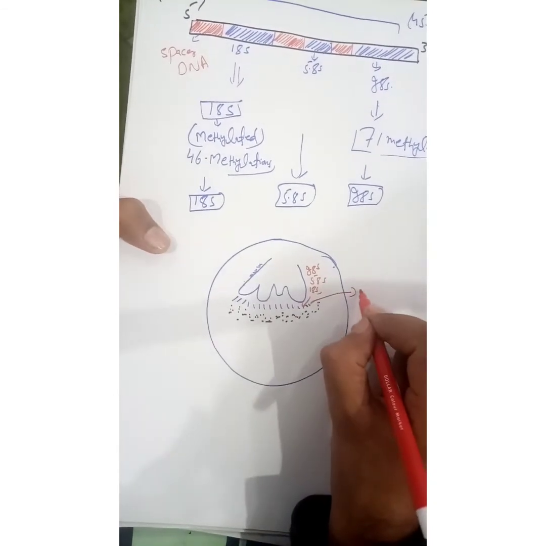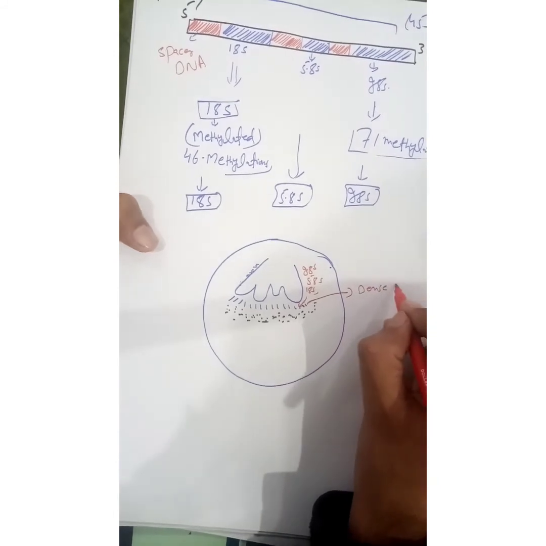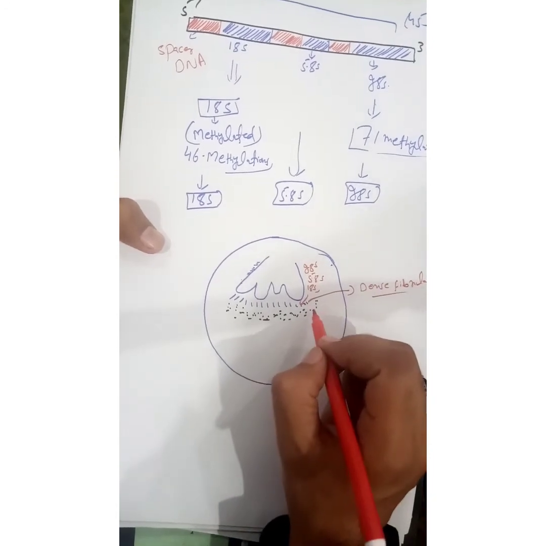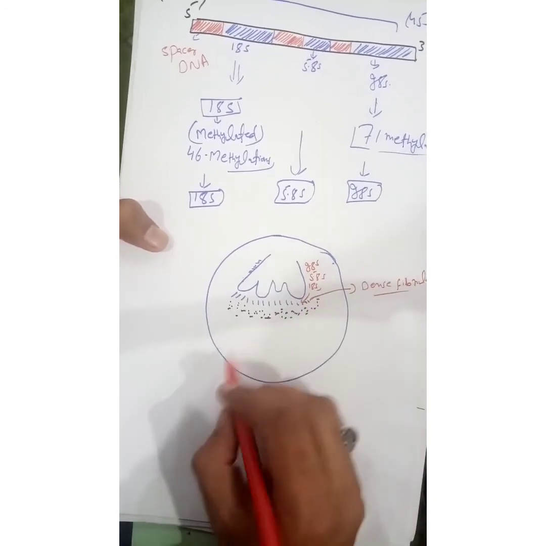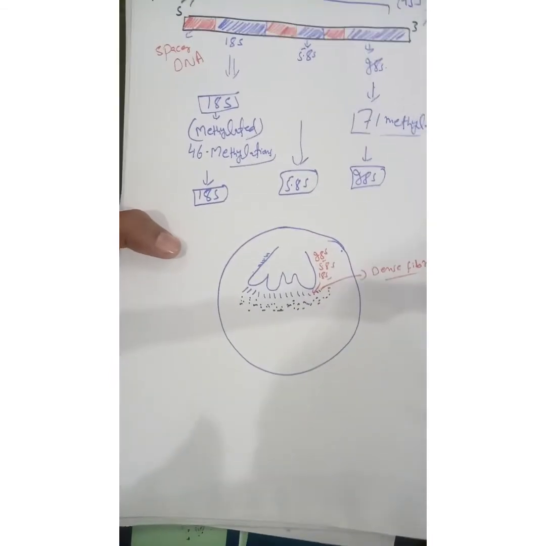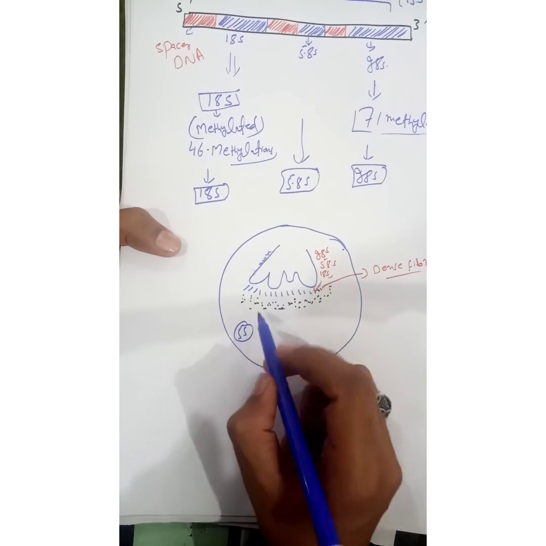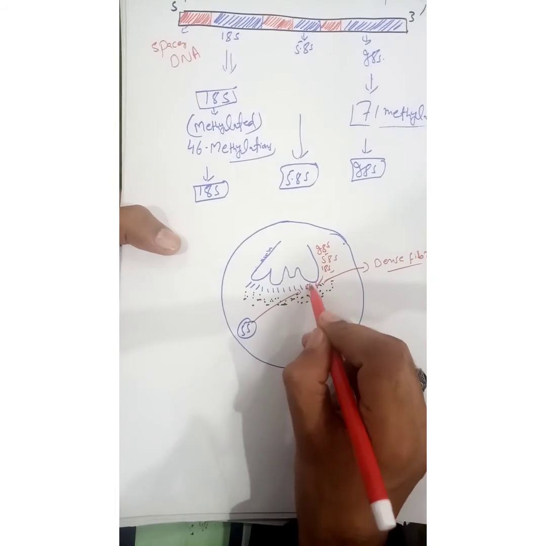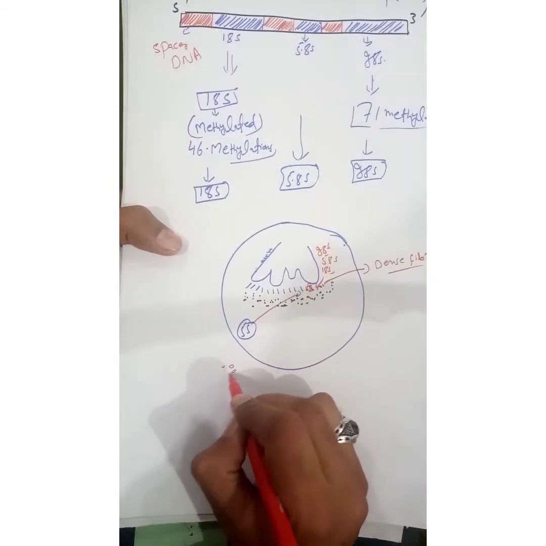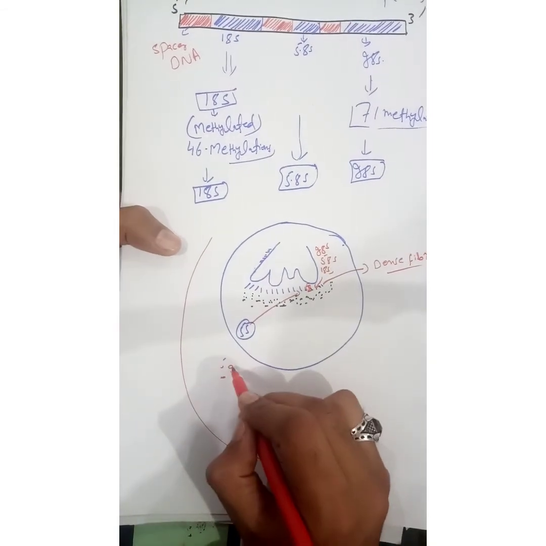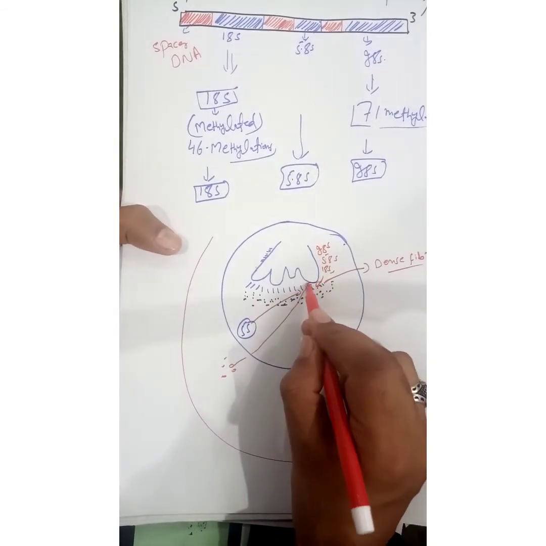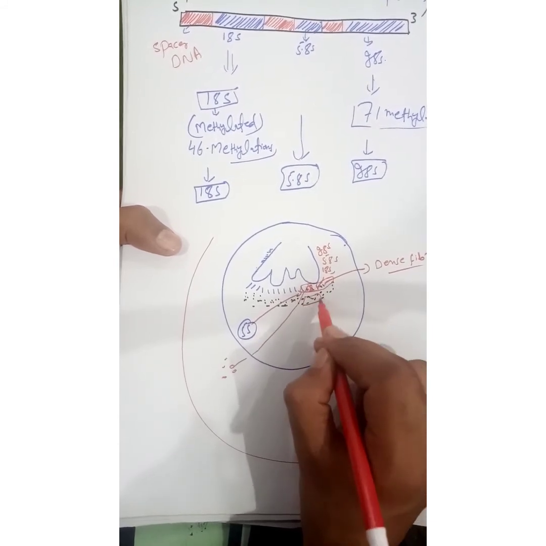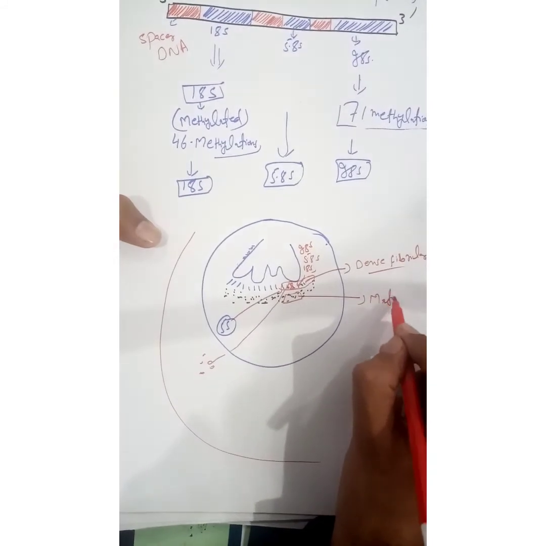This is called the dense fibrillar region. The subunits come here, and then the 5S ribosomal RNA also comes to this region, and also the proteins from the cytoplasm. So the proteins also come here. Here the synthesis of the ribosomal subunit starts, and in the last region the maturation occurs.